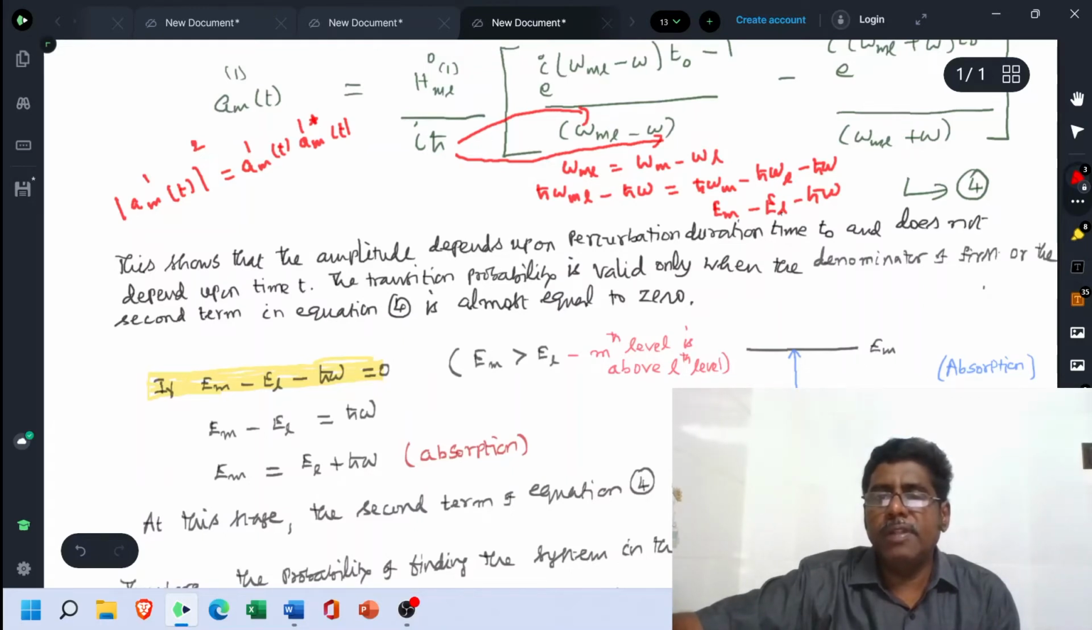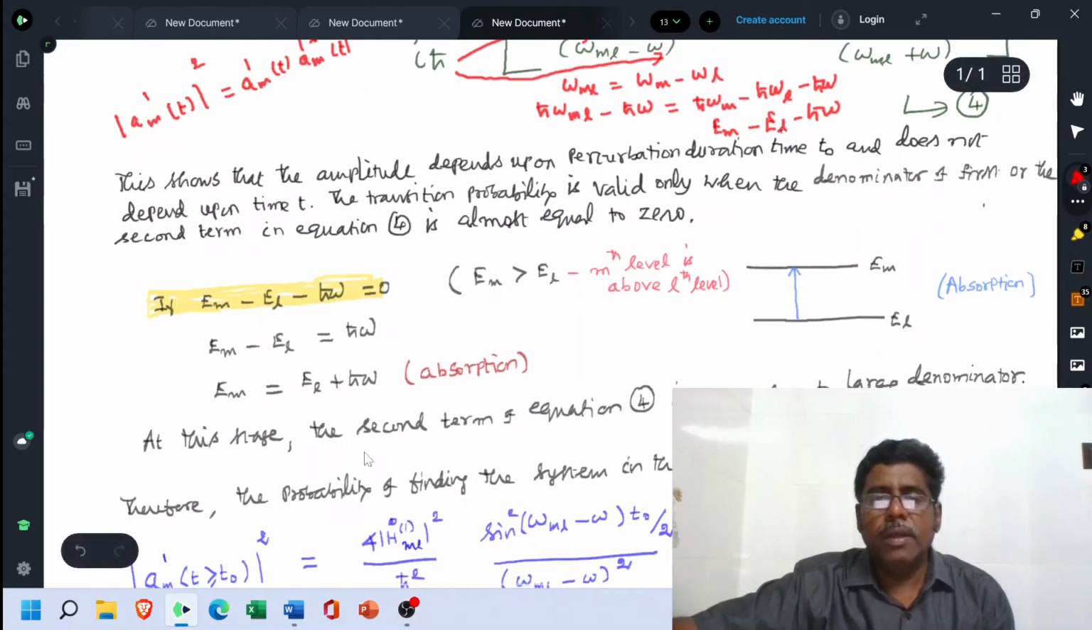Suppose an atom is in the lth state. As a result of perturbation, the atom is transformed to the mth state by absorbing some amount of energy. So this condition, E_m − E_l − ħω equal to 0, leads to the absorption process. Under this condition, the second term of equation 4 is 0.